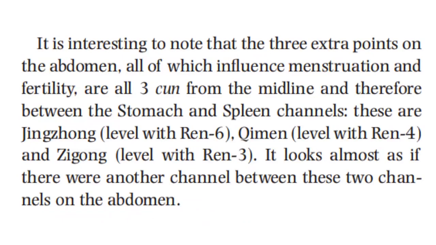It is interesting to note that the 3 extra points on the abdomen, all of which influence menstruation and fertility, are all 3 tune from the midline and therefore between the stomach and spleen channels. These are Qingzhong, which is level with REN6, Qimen, which is level with REN4, and Zigong, which is level with REN3. It looks almost as if there were another channel between these 2 channels on the abdomen.